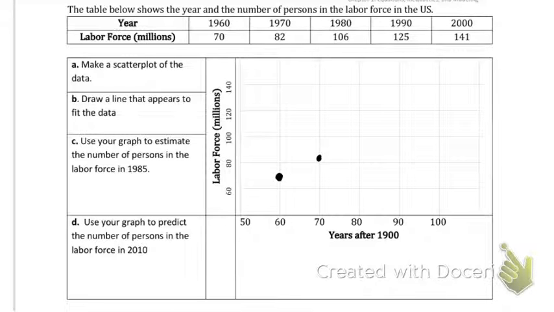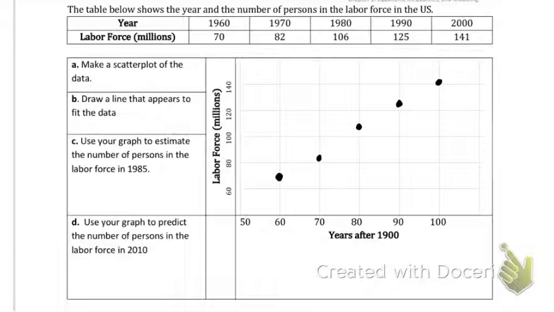1980 is going to be 106. Maybe about there. In 1990, we're going to have 125. Maybe about there. And finally in 2000, which is 100 on my X, it'll be 141. Maybe about here.